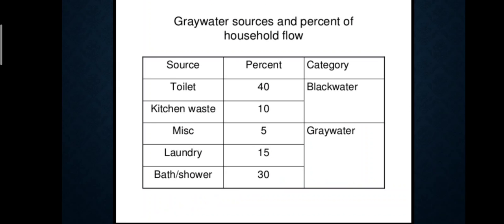Grey water sources and percent of household flow. The categories are black water and grey water. Black water is used for toilet and kitchen waste. For toilet, it is 40%, and for kitchen waste, it is 10%. And grey water for mist, laundry, bath, or shower. For mist, it is 5%, and laundry 15%, and bath or shower, it is 30%. Overall, the use of grey water percent is high for household flow.